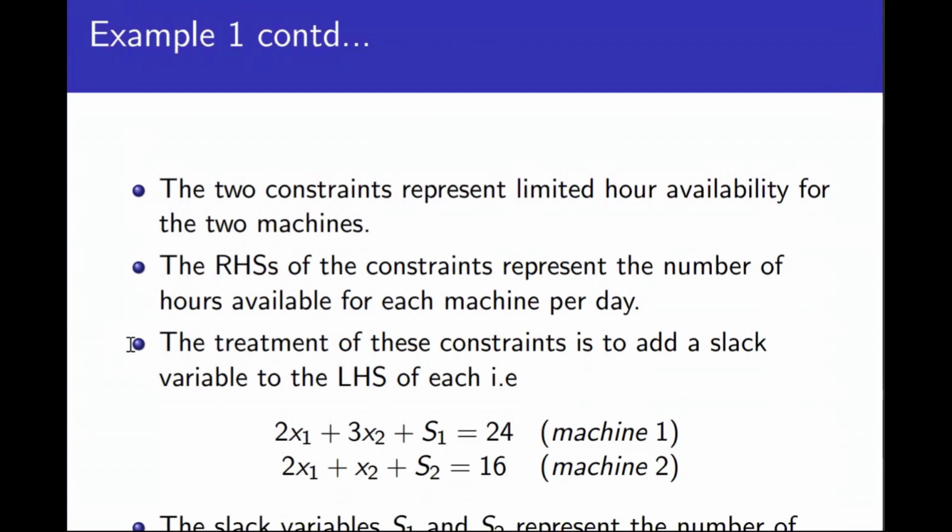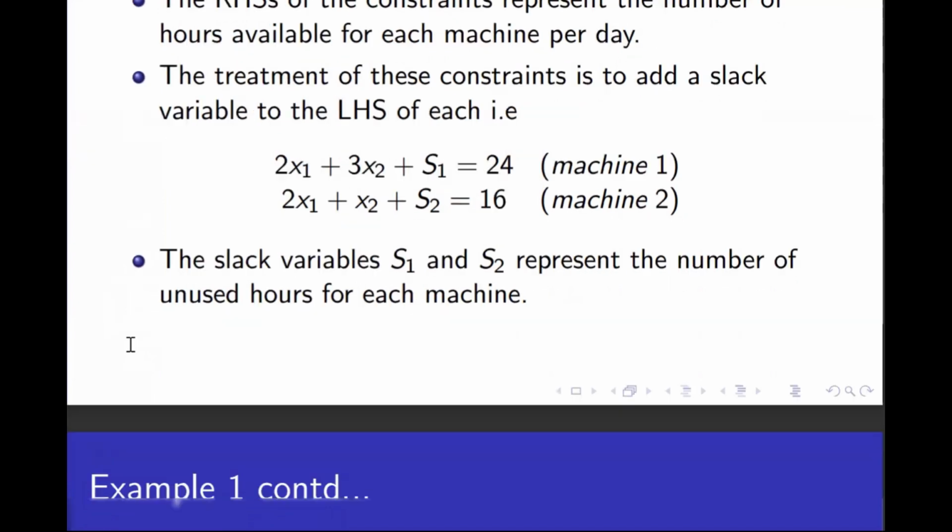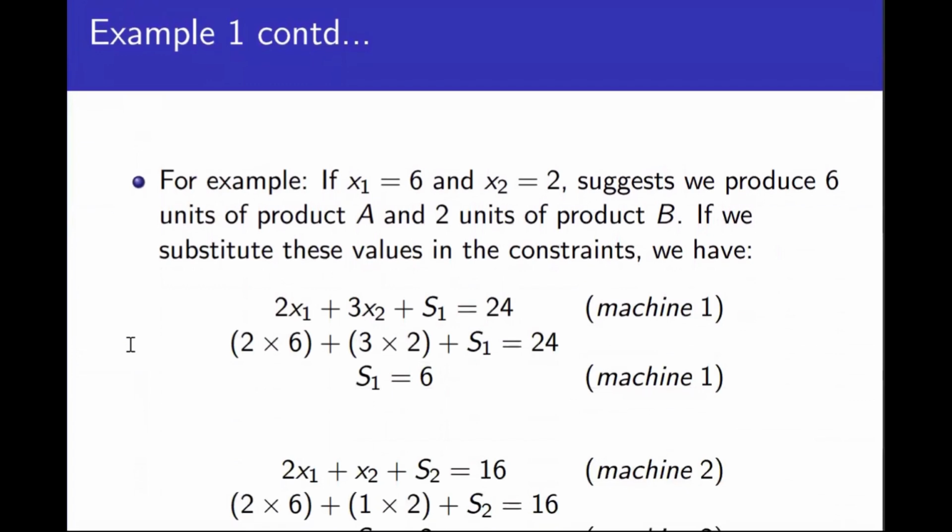The right-hand side of the constraint represents the number of hours available for each machine per day. The treatment of these constraints is to add a slack variable to the left-hand side of each, i.e. 2x1 plus 3x2 plus s1 is equal to 24, 2x1 plus x2 plus s2 is equal to 16. The slack variables s1 and s2 represent the number of unused hours for each machine.